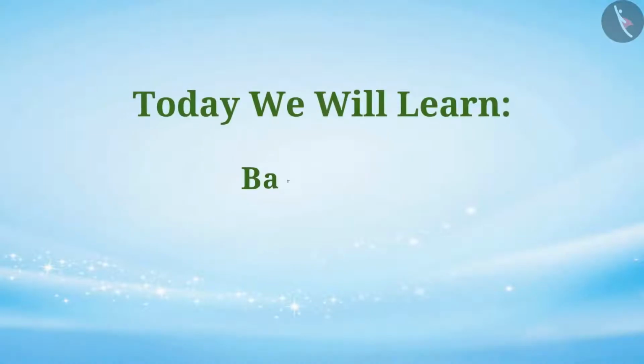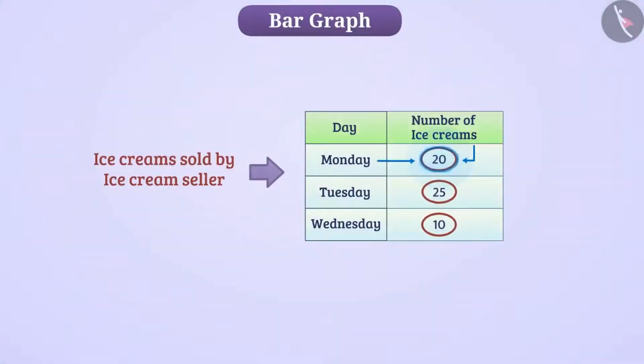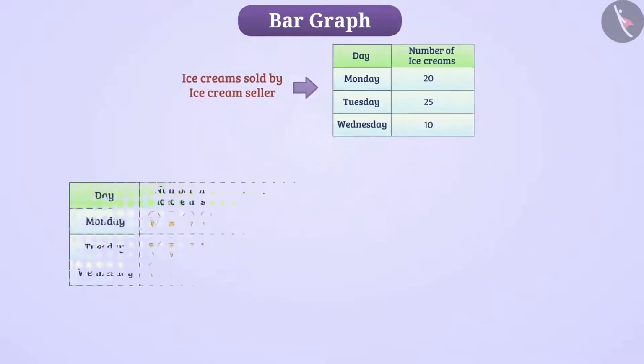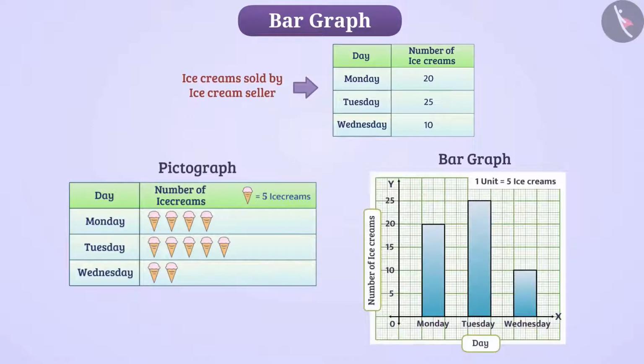Today we will learn bar graph. Numbers from which information can be collected are called data. Here, data is shown in numerical form. Let's represent this information in a pictorial form. We can make a pictograph or bar graph. We have learned about these in previous class. Let's discuss a bar graph.